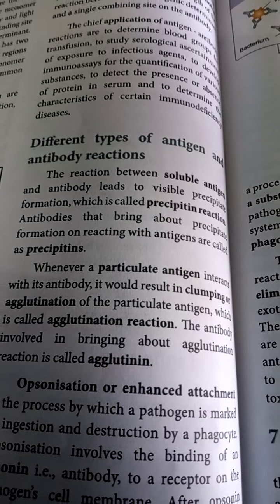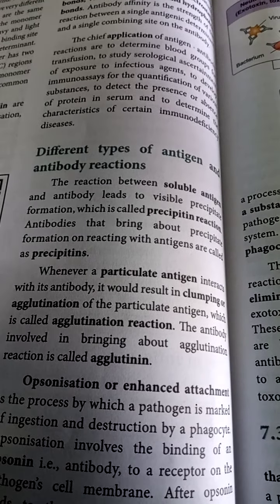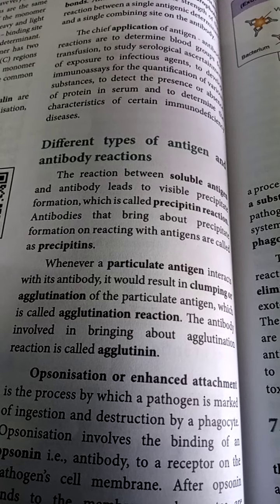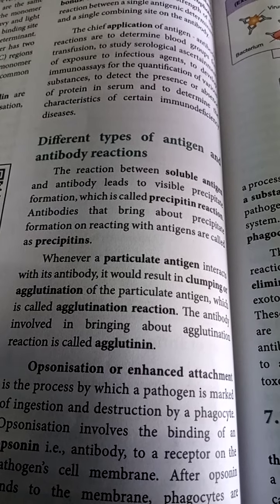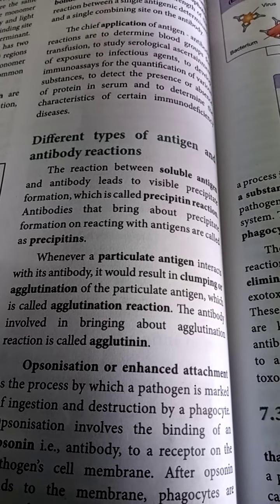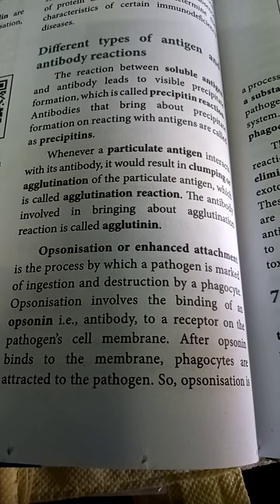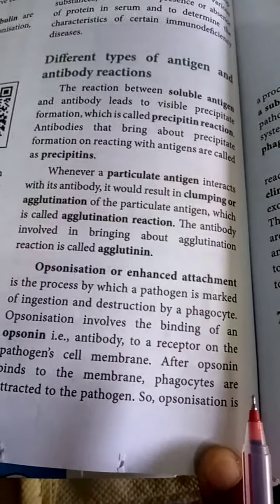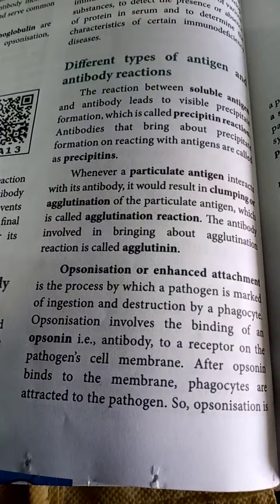Okay, so agglutination: whenever particular antigens react with their antibody, it results in clumping, or agglutination, of the particular antigen, which is the agglutination reaction. The antibody involved in bringing about the agglutination reaction is called agglutinin. The next one, opsonization reaction. This is the process by which a pathogen is marked for ingestion and destruction by phagocytes.